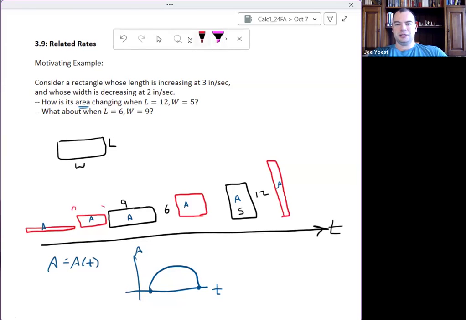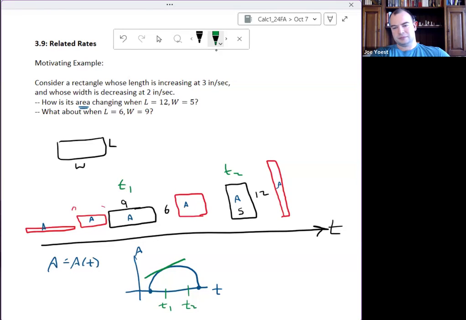So how is the area changing? What's the rate of change of the area when, say, maybe this is time t1 and this is time t2. I don't know when these times are, so this is just a schematic. Don't tie yourself too deeply to whether the slopes are positive or negative or 0 or anything. We're just making a schematic here.